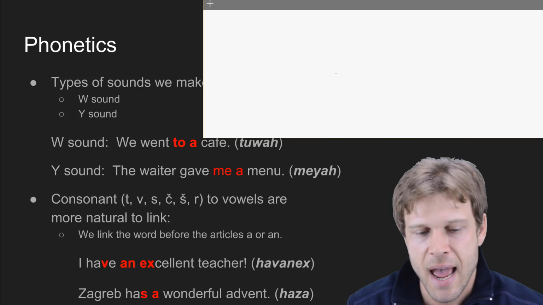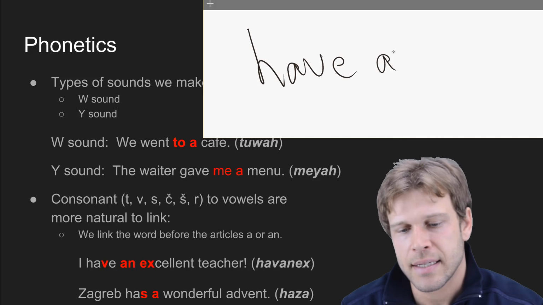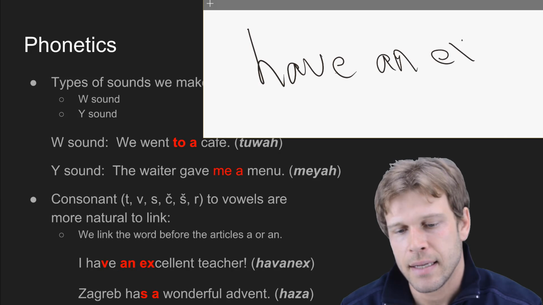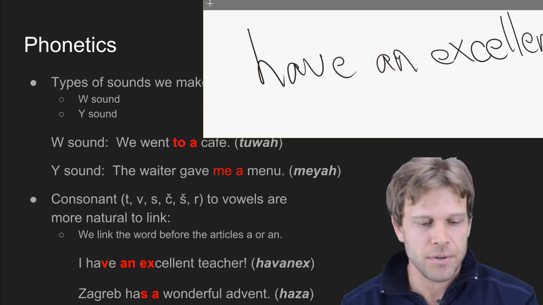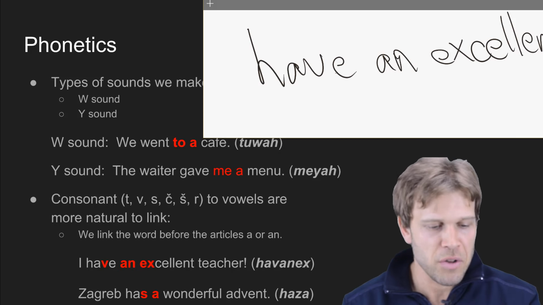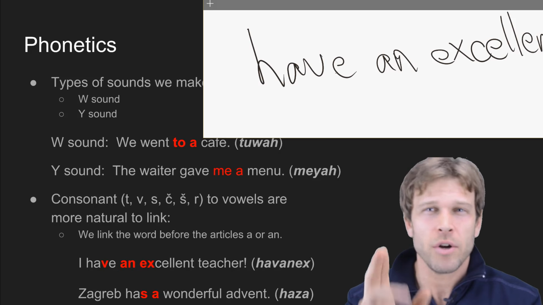We'll do it again. Have an excellent. Okay? We're not sending you any subliminal messages here, you know. This just happens to be the example. I have an excellent teacher. Okay, say that 100 times.